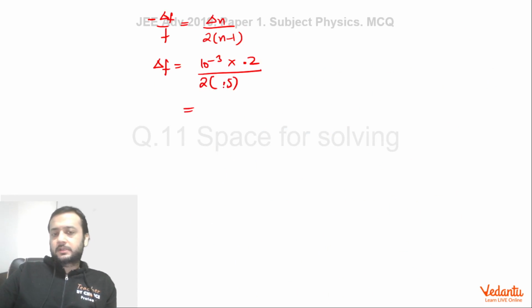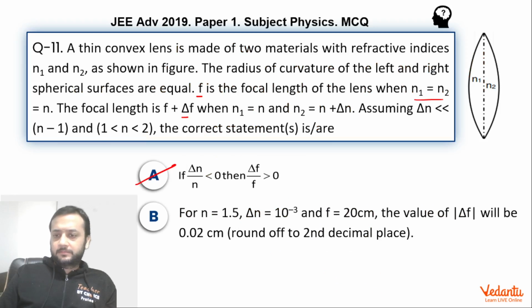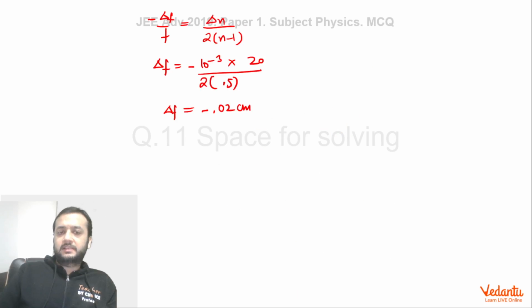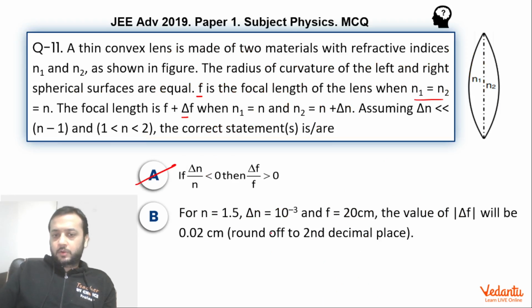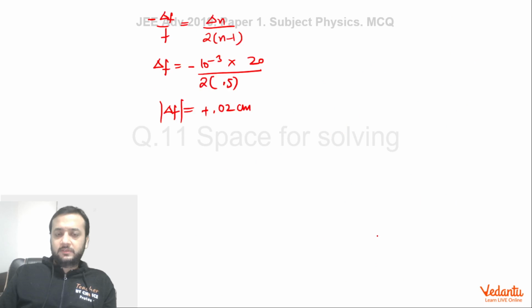So the denominator becomes 1, so let's convert this into centimeters itself. So this is 20 centimeters. So this becomes 0.02 centimeter delta f, and it will be a negative value, but in the question we are being asked the modulus value, and hence we can say that modulus of delta f will be plus 0.02 centimeters. If you look in the options, they are saying to round off to second decimal place. But if you see, I did not round off. I actually got 0.02. What might be the reason behind this?